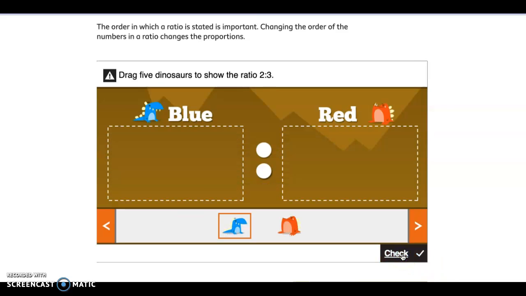Now we can retry that, or let's see if we click this arrow, what happens. Just going back and forth. That's kind of misleading because it makes you think there's going to be another problem.